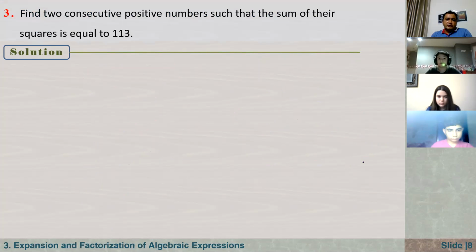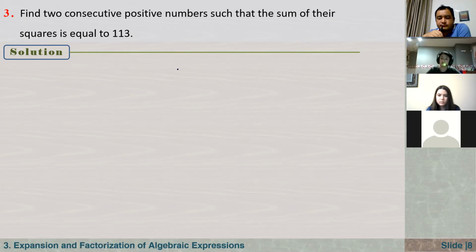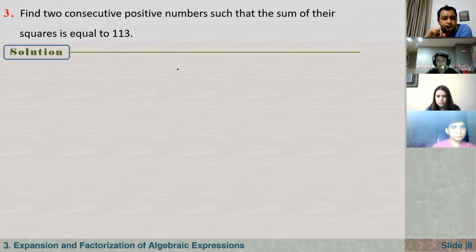Good. Okay. Let's continue. Another question. Musa, would you like to read this question? Find two consecutive positive numbers such that the sum of their squares is equal to 113. Okay. It says find two, right? Consecutive, that followed by another one. Consecutive means this. Positive numbers such that the sum of their squares is equal to 113.